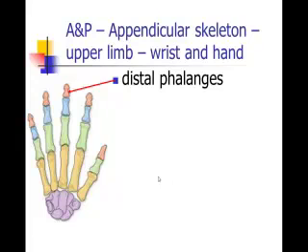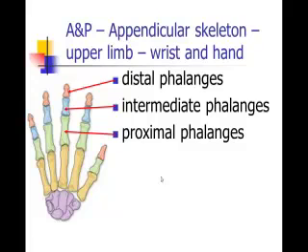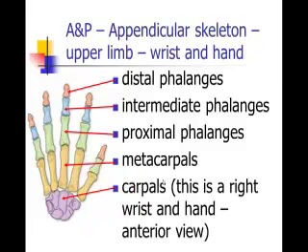In the digits we have phalanges. There are distal phalanges, intermediate phalanges. Notice that the thumb does not have an intermediate phalange. Proximal phalanges, and then we have the metacarpals. The metacarpals are in the portion of your hand that's sort of solid, and you can't actually see these individual bones if you're just relaxed. And then we have the carpals, and we have a mnemonic for the carpals, which we'll work on in a little bit here, I suspect.